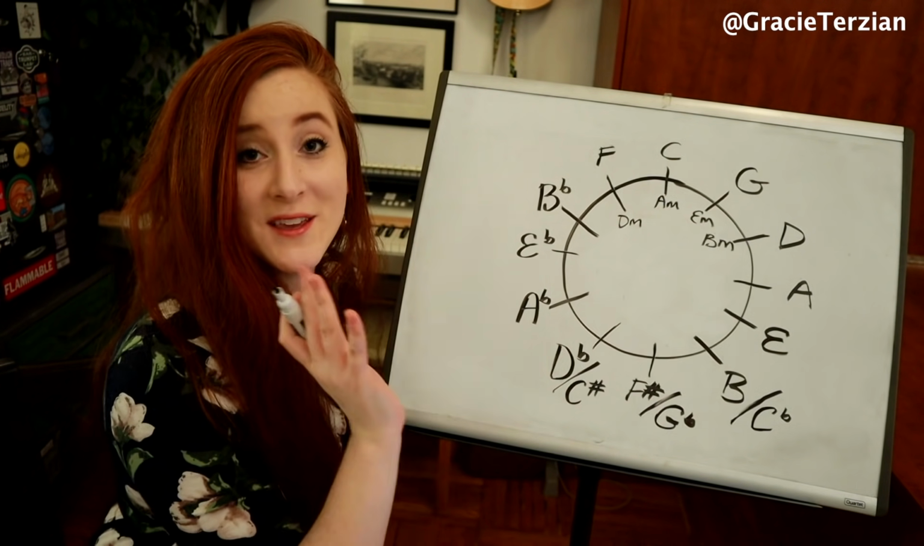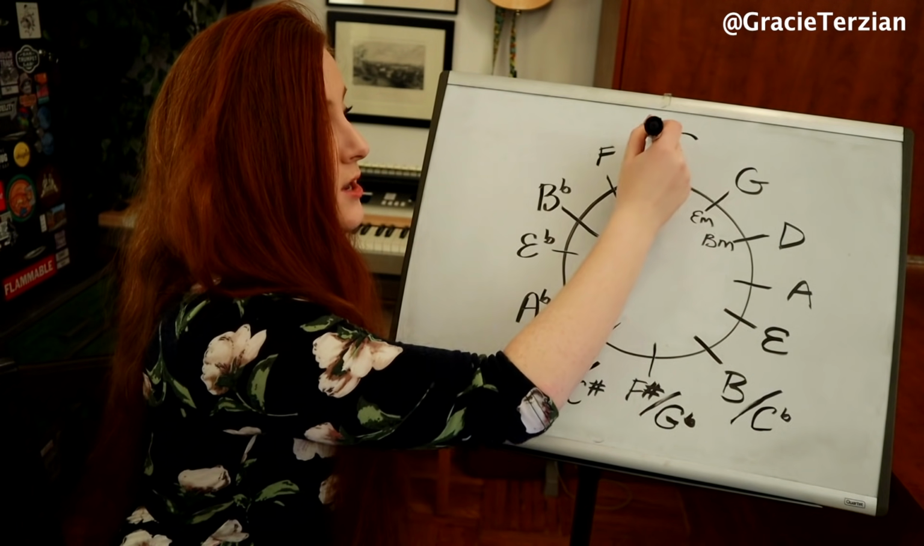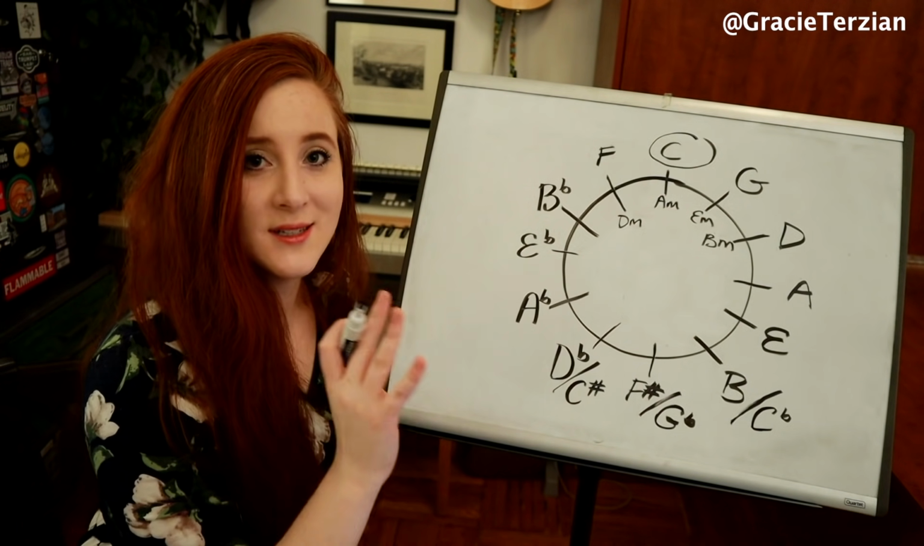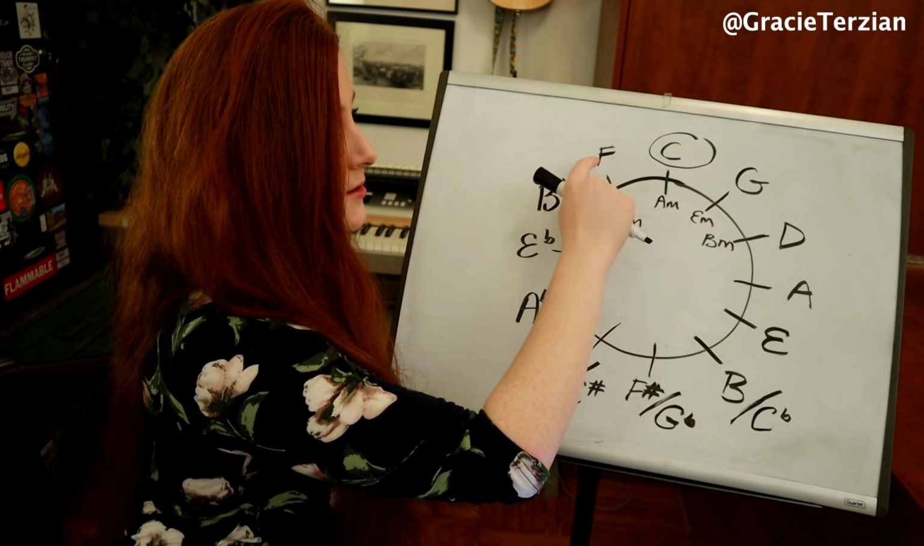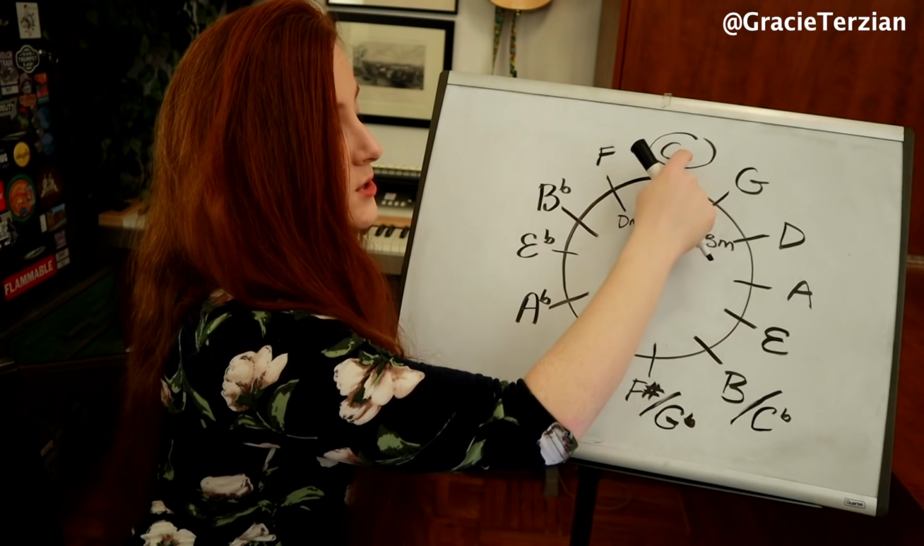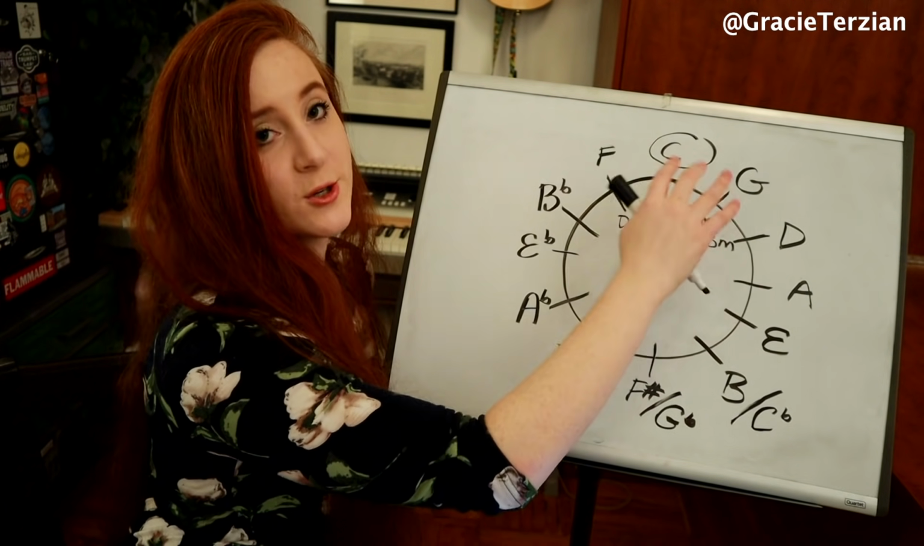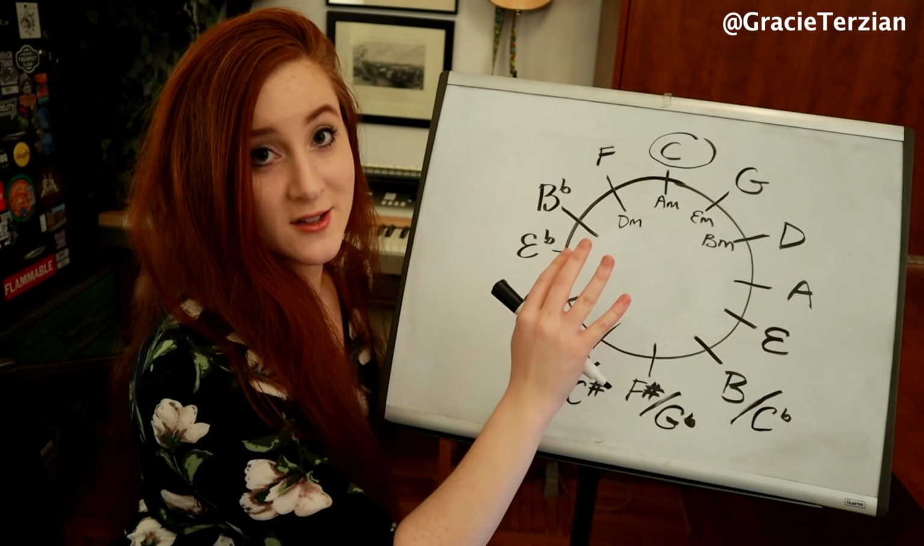So let's say I'm in the key of C major, okay? So this is the one I'm focusing on. And I want to figure out what the diatonic chords are in this key. So the major diatonic chords are going to be the chords next to it and this one in the center. So F major, C major, and G major. Those are going to be my 3 major diatonic chords.